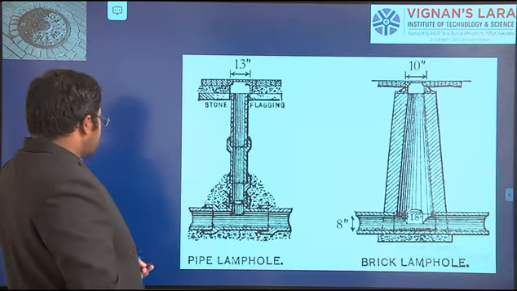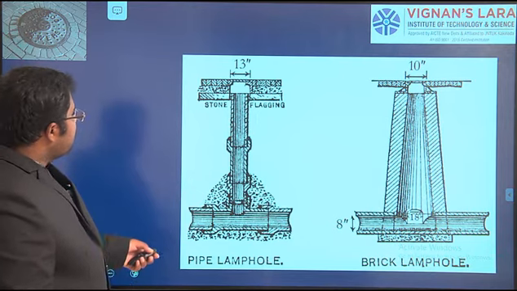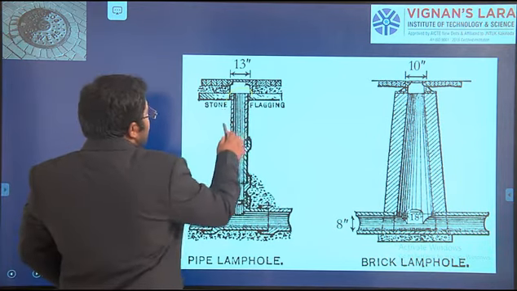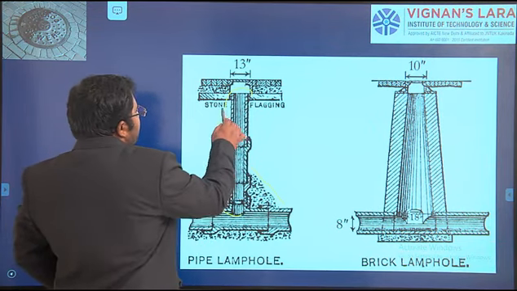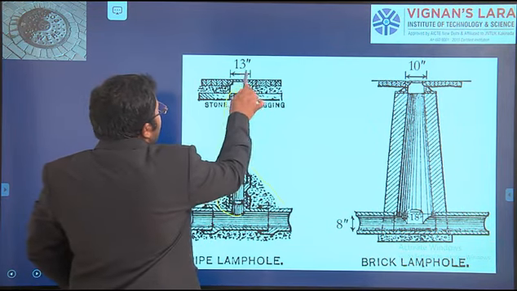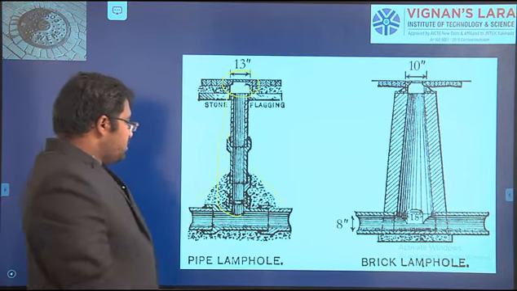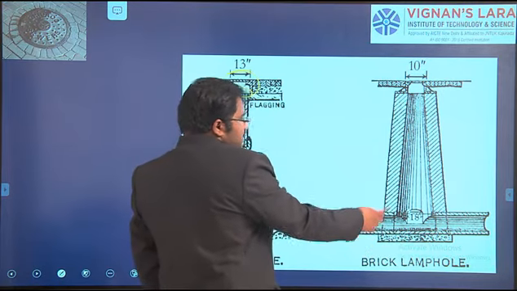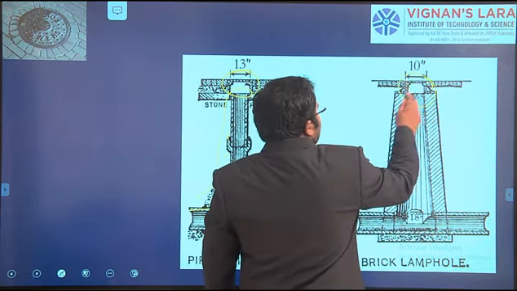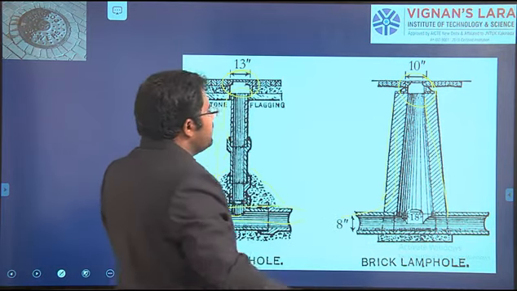Next, this is the pipe lamp hole, right? Here we have a cast iron lamp hole. Here we have provided concrete on the sides. Here we have a slab. Here we have the opening and joint. This is the sewer line. Here also it is a brick one, right? So brick, and we have a top and a lid. Surrounding it we have brick masonry. So these are the lamp holes.